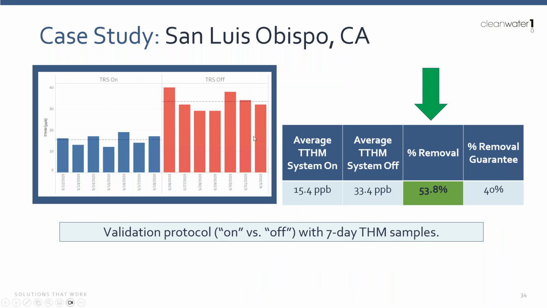And then here you can see our compliance data. So we've got THM with the system on versus the system off. This was warranted at 40% removal, came in at 53.8, and that's pretty typical of our designs. Because we carry a process guarantee, we also carry a safety factor, right? Because it's our dime. So you can be pretty confident about our designs.